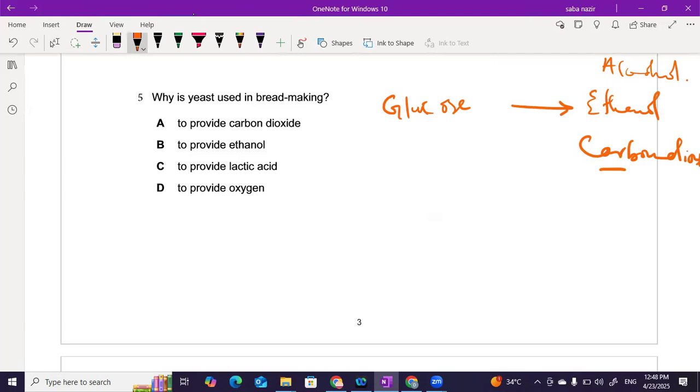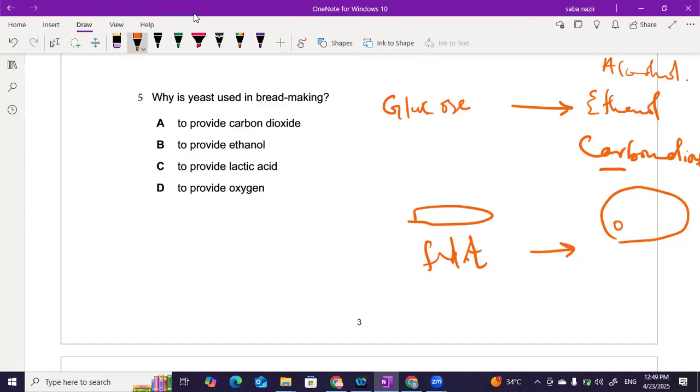For example, if I am making the dough, initially the dough is flat. But if we leave this dough over a period of time with yeast, we notice that it starts to rise. So which chemical substance is actually making the dough rise? It is actually the carbon dioxide. The carbon dioxide is made during the respiration, which makes the dough rise.